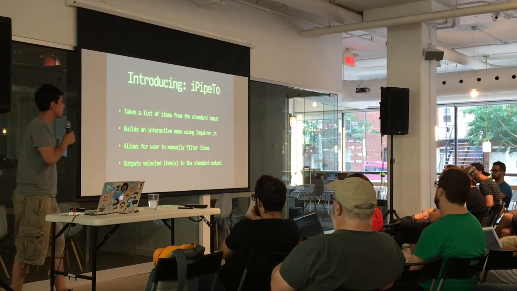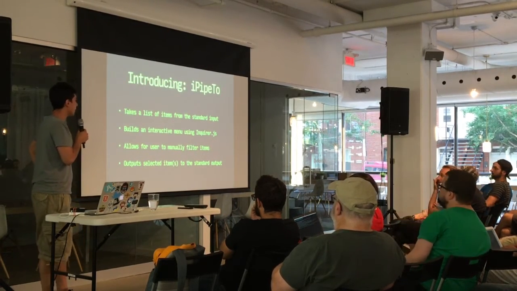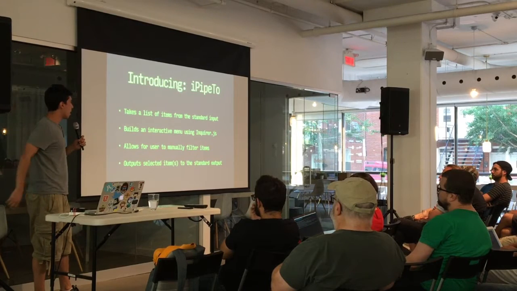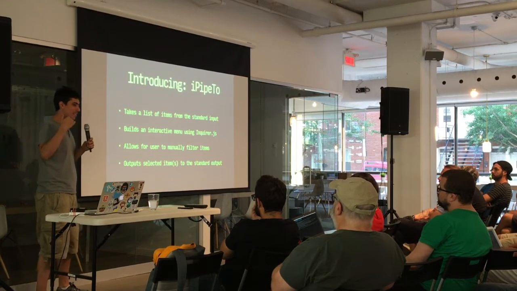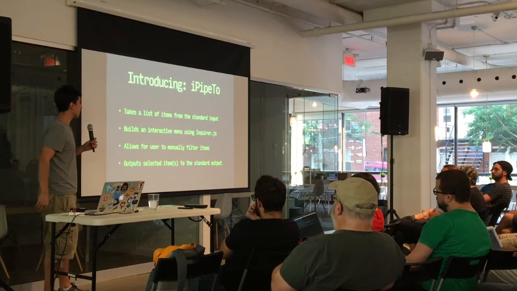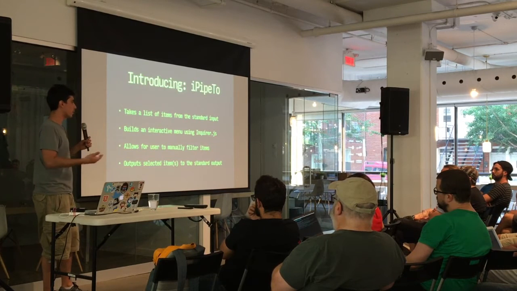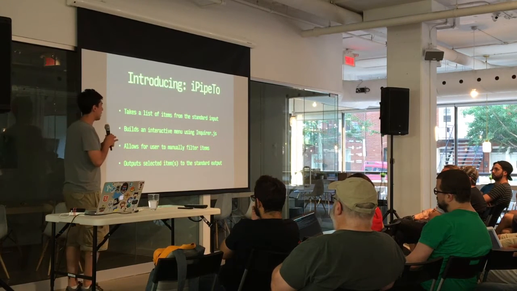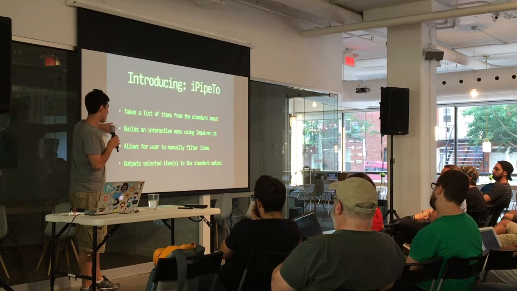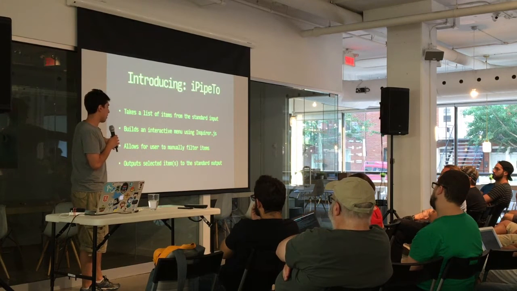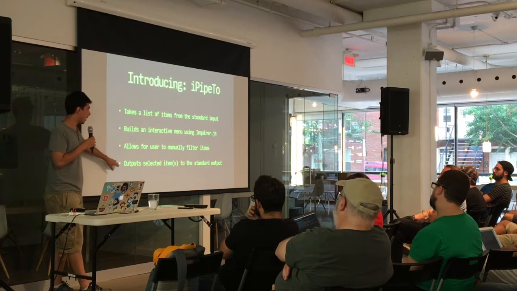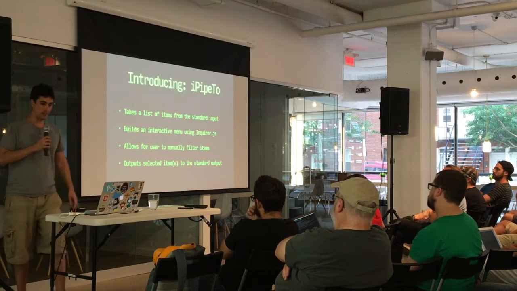So that leads me to iPipeTo, which basically uses this idea from the streams, from the pipes, to turn that interface that I've been repeating so many times into a reusable Unix tool. It just takes a list of items as an input, and it will build the interface using inquirer.js. So the user can manually filter the items, and it will output whatever is selected to the standard output.